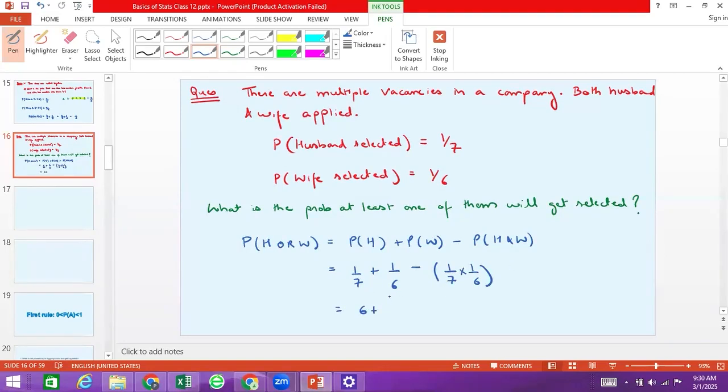Why have we multiplied 1 by 7 into 1 by 6 when they are related, like P(A) into P(B), they are not related, right? Why are they related? Because if one gets selected, the chances of the other getting selected is less. No, it's not like that. There are a lot of vacancies. Okay, so these are independent events, right?